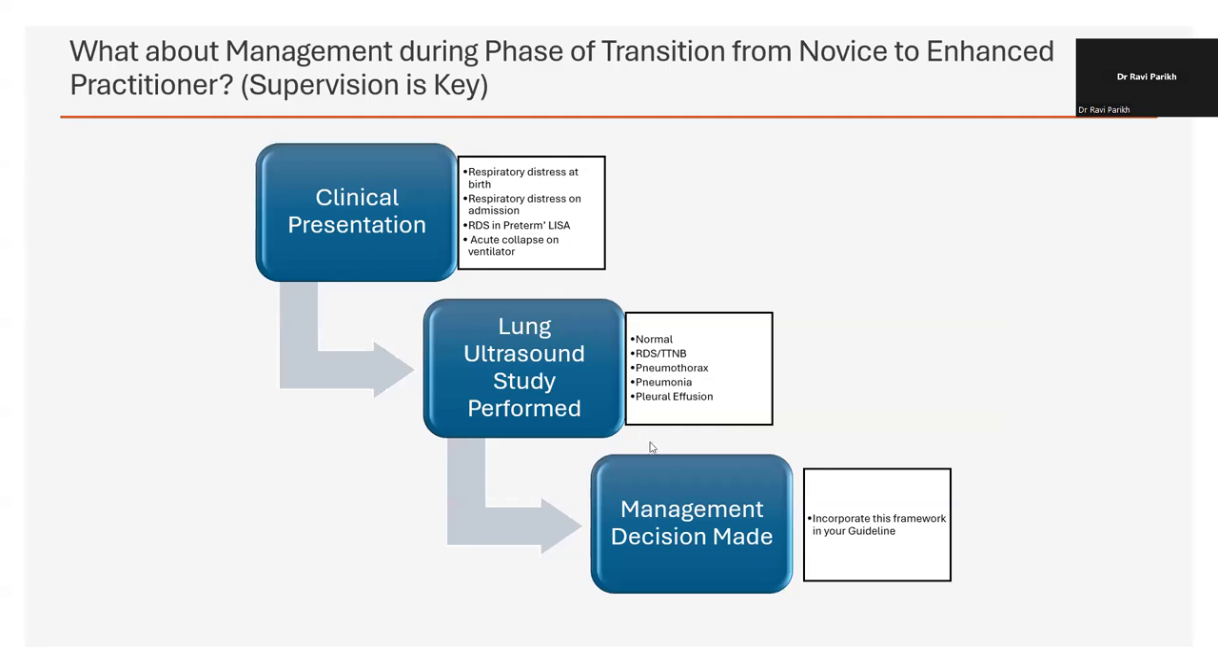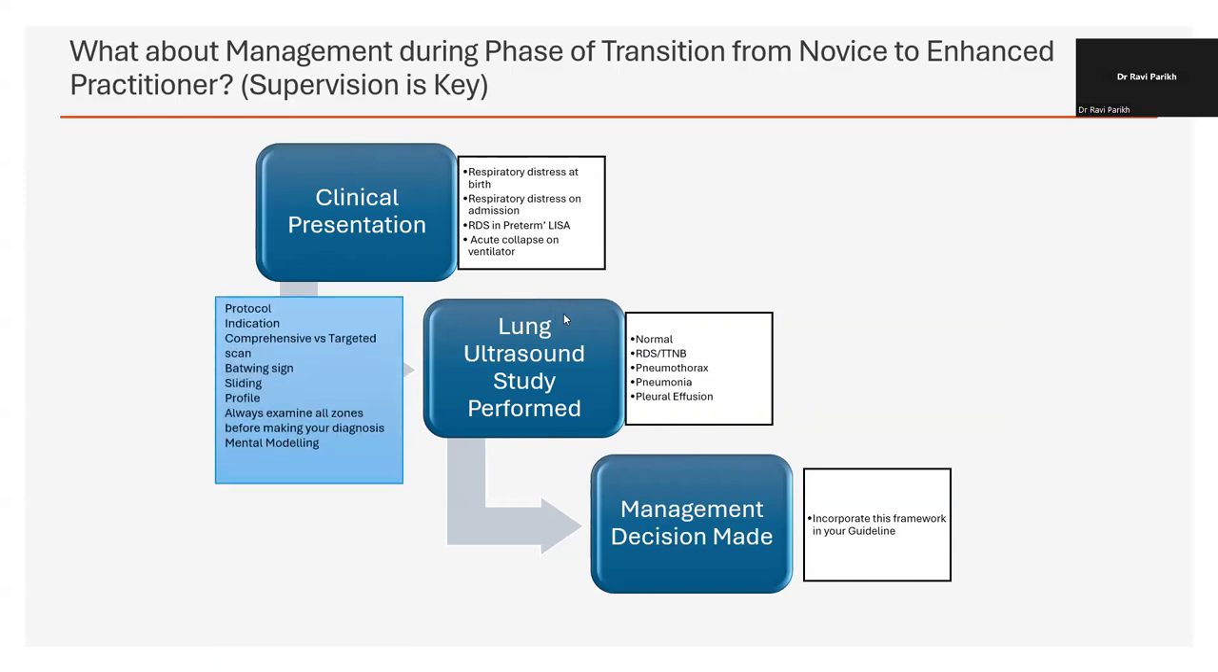Just a few more things. What is really important is when you're performing lung ultrasound, that you have a clinical indication, that you're really looking at the indication for which you're doing it. Because the causes of respiratory distress at birth are very different to the causes of respiratory distress or acute collapse on a ventilator, for example. You're thinking of a completely different differential diagnosis. But more importantly, what you really need to have is criteria that identify how you're going to implement this.